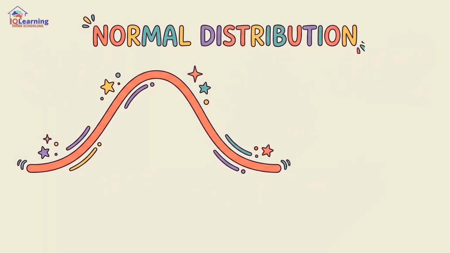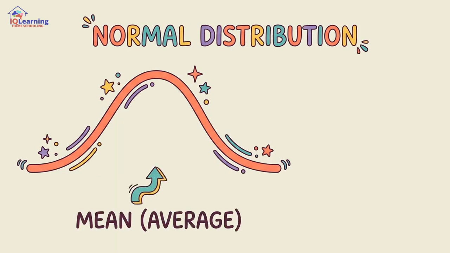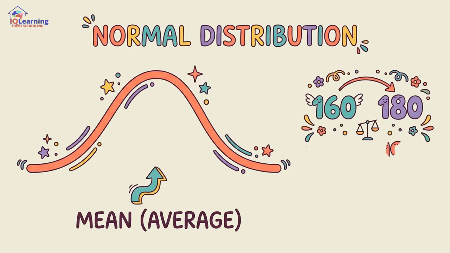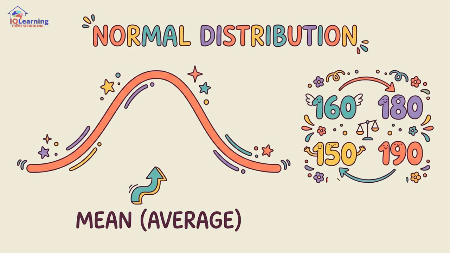That shape is called a normal distribution. The center of the bell is the average, also called the mean. The graph is symmetrical, which means the left side and the right side are similar. Heights around 160 centimeters are about as common as heights around 180 centimeters. Heights around 150 are about as common as heights around 190.